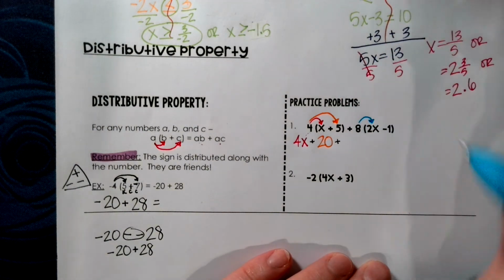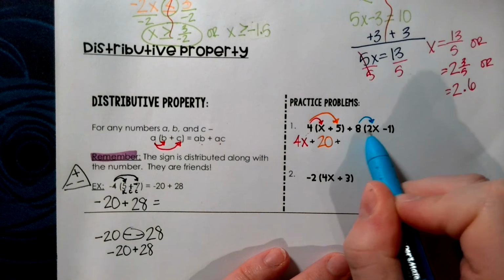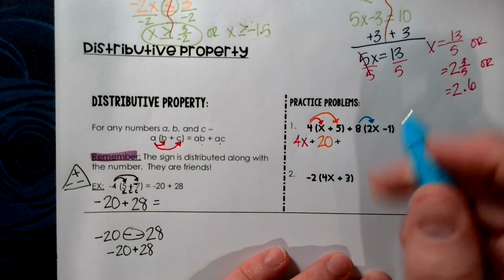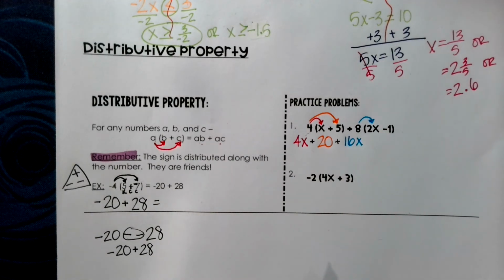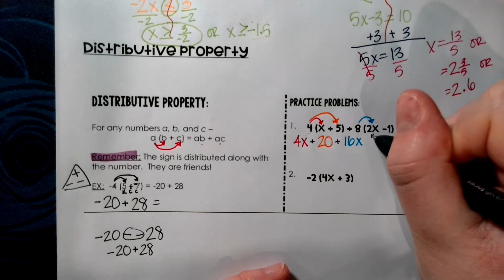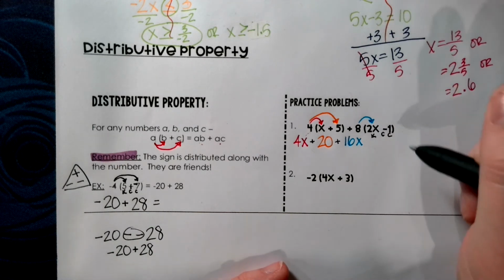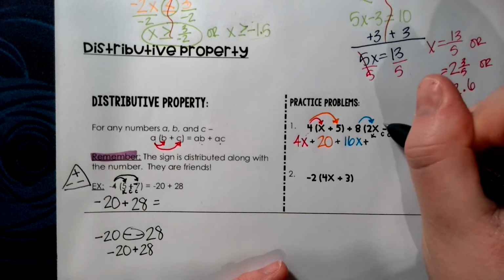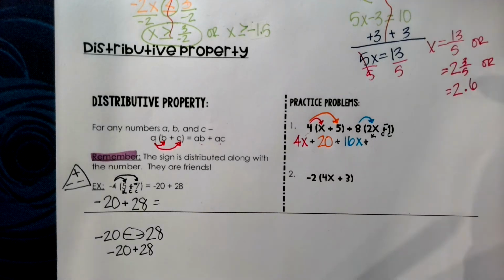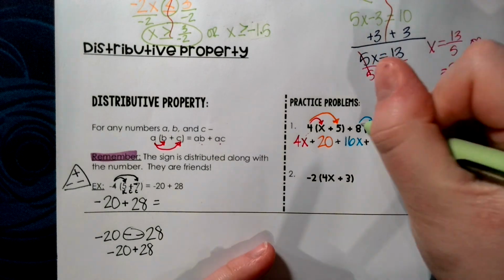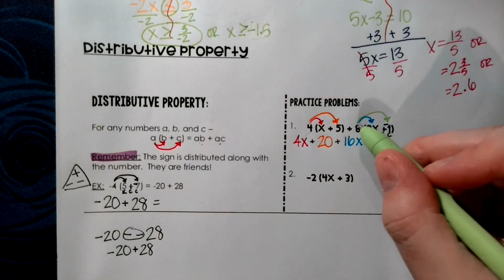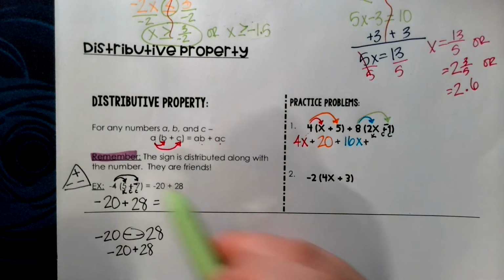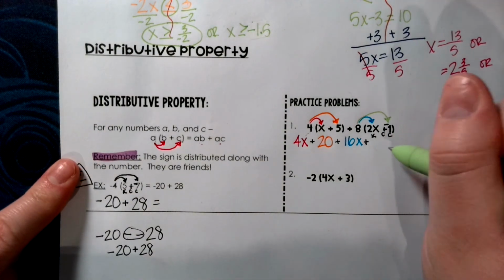8 times 2x. I can take that 8 times 2. What's 8 times 2? 16. And I don't know what that x is, so it just stays x. So that's 16x. Again, we can KCC this, change that subtraction into addition, make that a -1. So then we take 8 times a -1. Sorry, I said 1, I meant -1. 8 times -1. The positive times the negative is going to give me a -8.